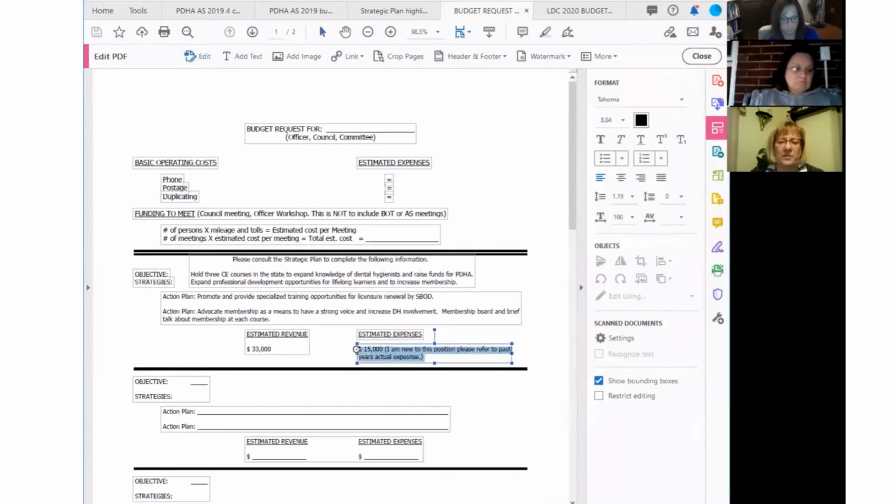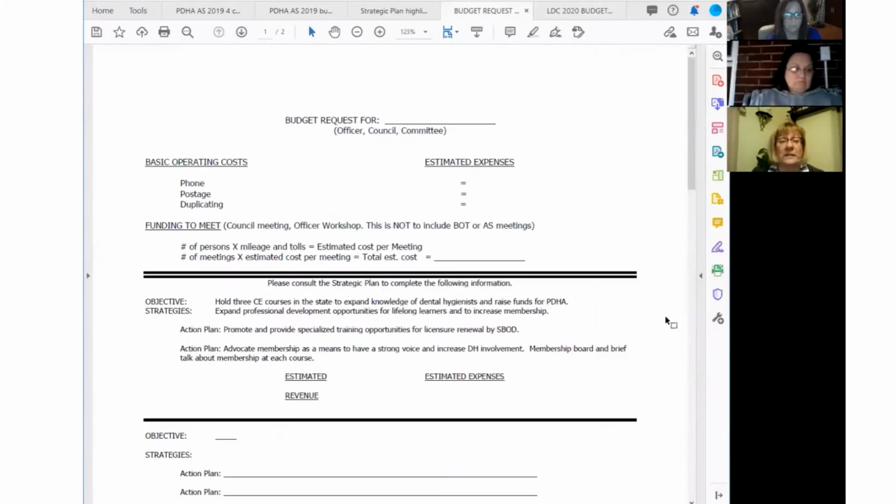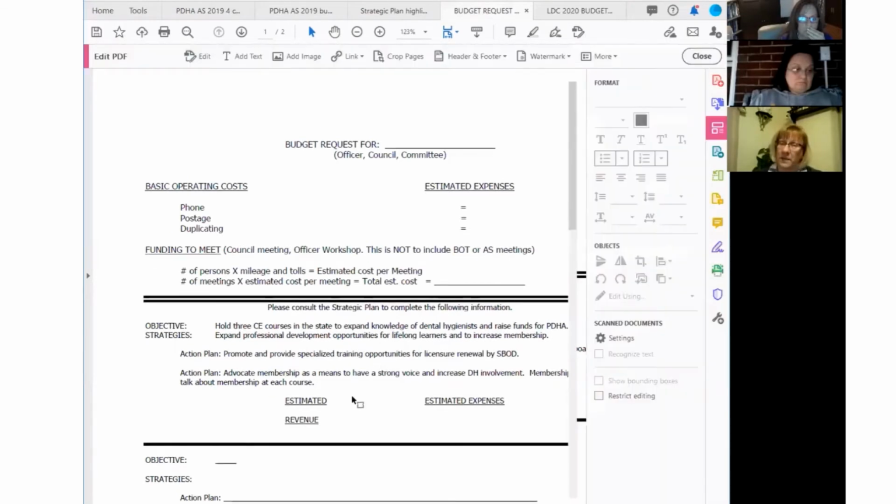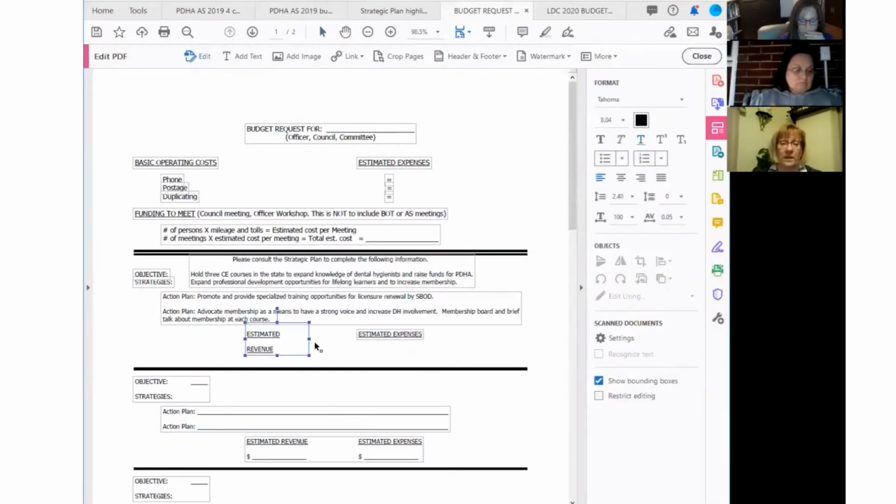But the budget request form that you will receive is blank. And you complete any expenses that you feel you will have to incur to complete what your committee wants to do for the following year. Remember, the budget request form that we are filling out this year is for 2021. This is not for events that we're going to have from now until the end of the year, but for the following year.